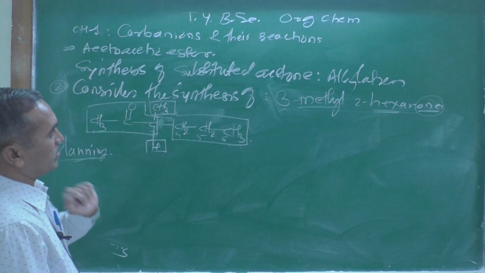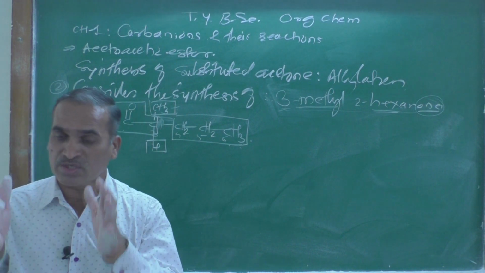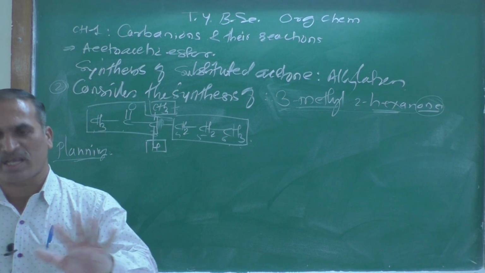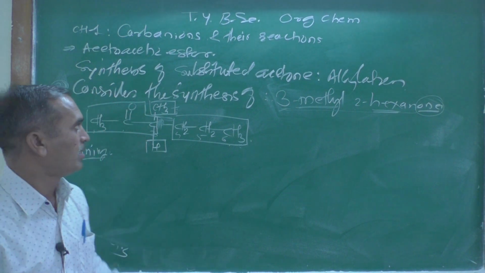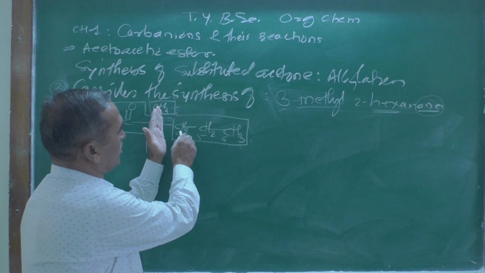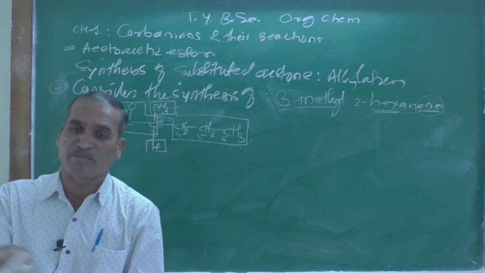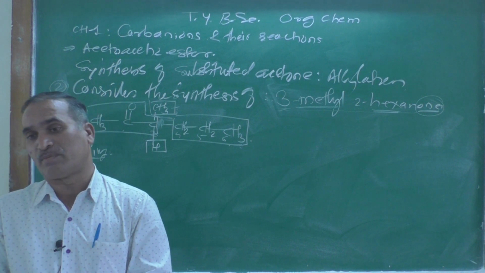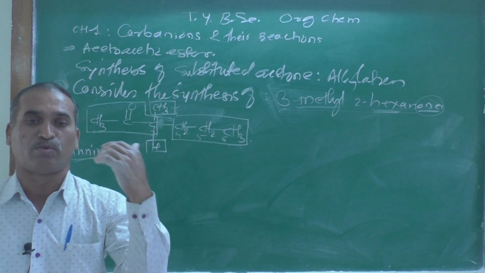Now look at one methyl group. This methyl group is coming from methyl bromide. Remember, as far as T.Y.B.Sc is concerned, it is coming from methyl bromide; you just have to attach a bromine atom. Now look at this one: 1, 2, 3 carbon atoms are there, and this part also comes from an alkyl halide. Which alkyl halide here? Here it is propyl bromide, or you can call it 1-bromopropane.